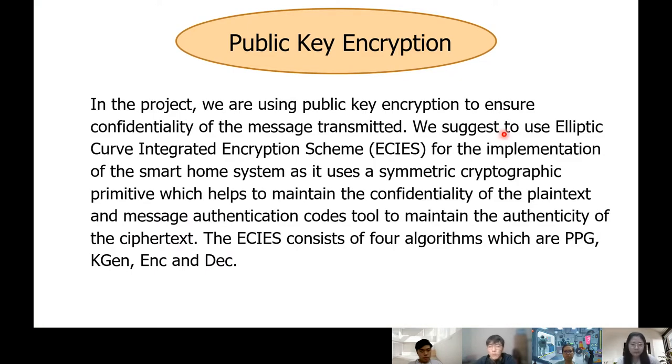So in this paper, they mainly propose public key encryption, which we learned before in our lecture. Basically, public key encryption ensures the confidentiality of the message transmitted, and they also suggested using the elliptic curve integrated encryption scheme, known as ECIES, for the implementation of the smart home system, as it uses a symmetric cryptography primitive, which helps maintain the confidentiality of the plain text and overcomes the weakness of public key encryption. And also the message authentication code, MAC, is to maintain the authenticity of the cipher text.